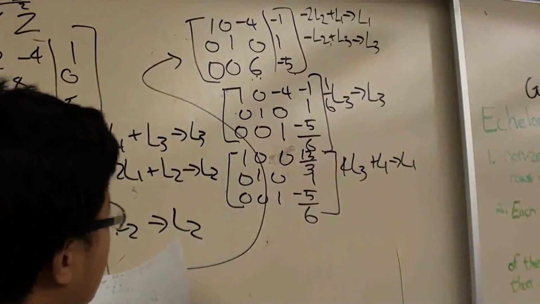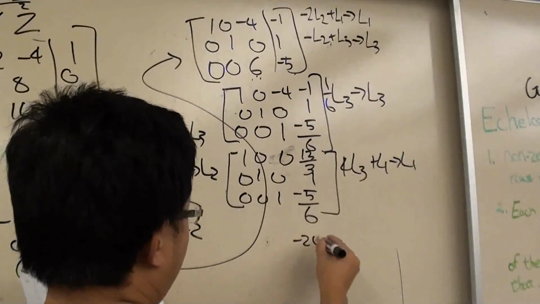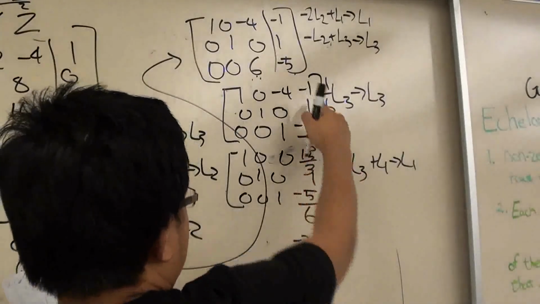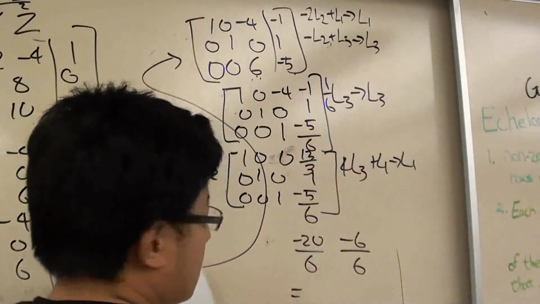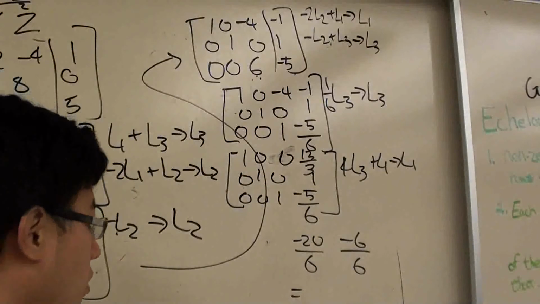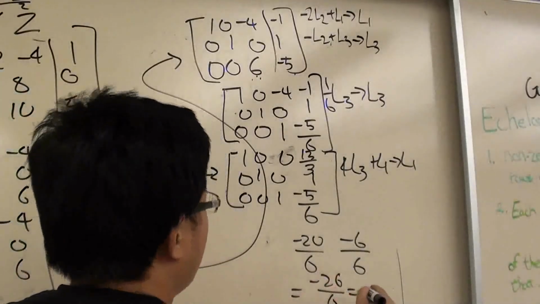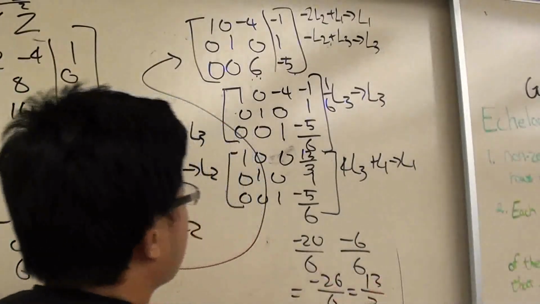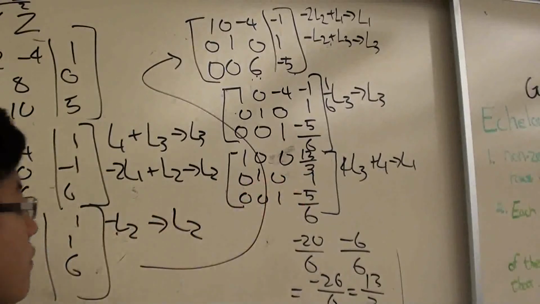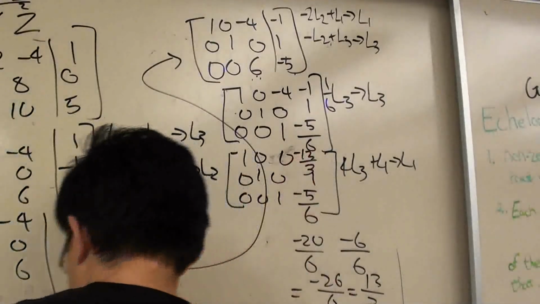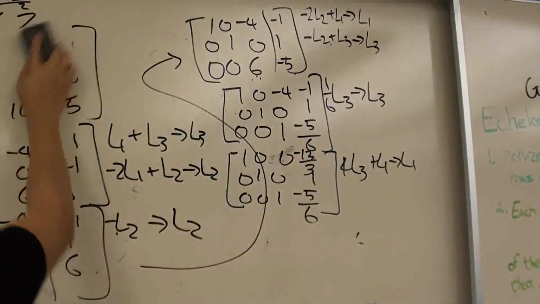Oh, yeah, how did I get 13 over 3? Because L3, so that's 4 times negative 5 over 6, negative 20 over 6, and then it used to be negative 1, so that's going to be negative 6 over 6, so that becomes negative 26 over 6. That's the same thing as negative 13 over 3. Anywho, that's that.